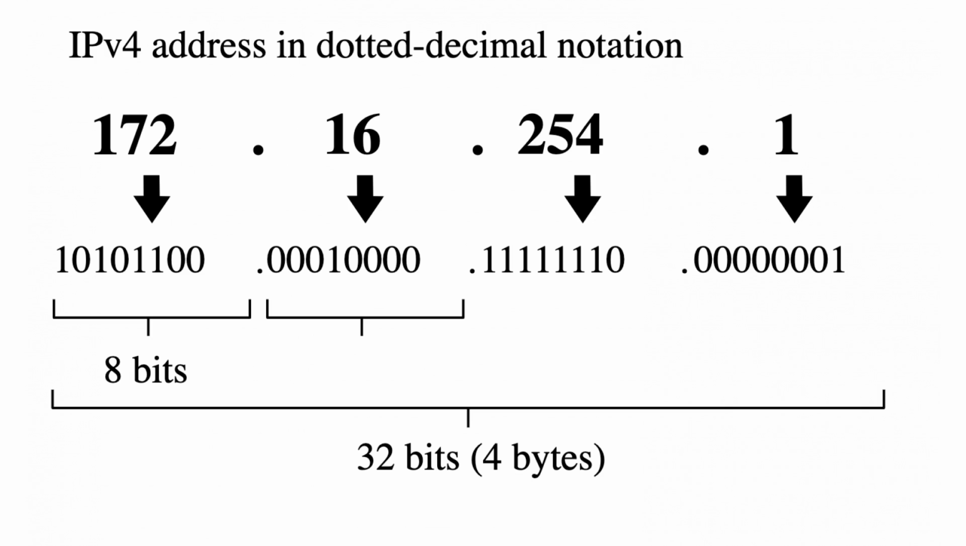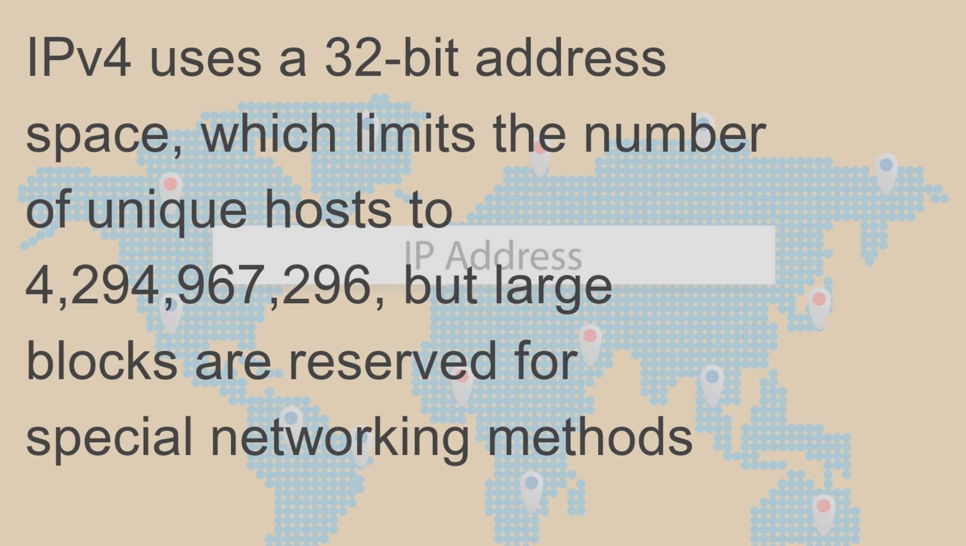Decomposition of the quad-dotted IPv4 address representation to its binary value. IPv4 uses a 32-bit address space, which limits the number of unique hosts to 4,294,967,296, but large blocks are reserved for special networking methods.